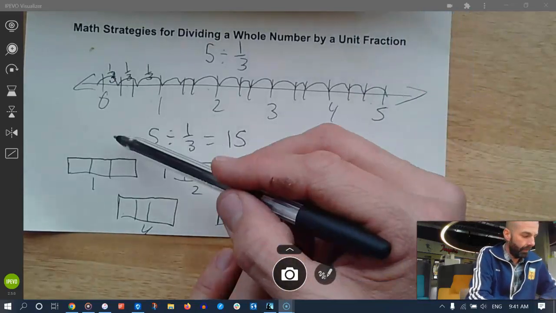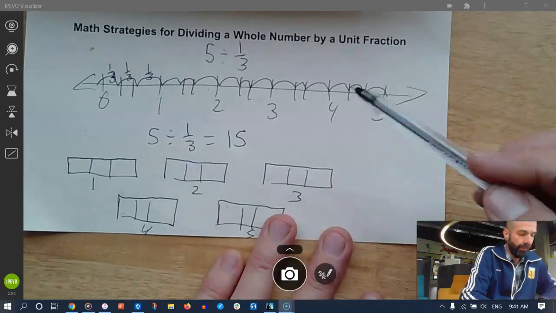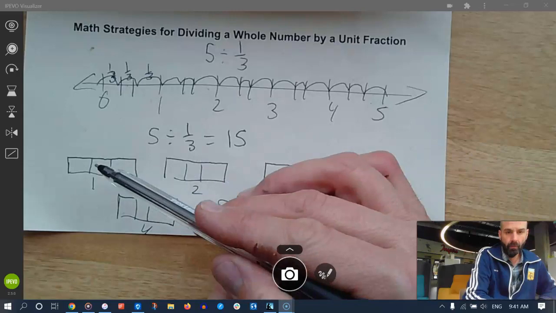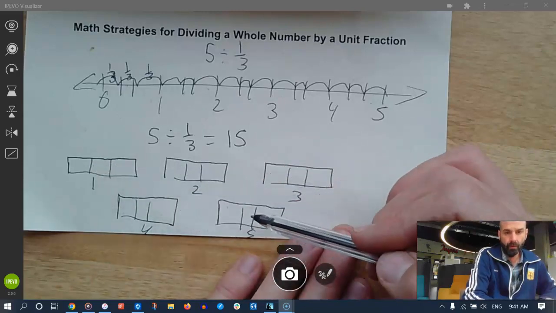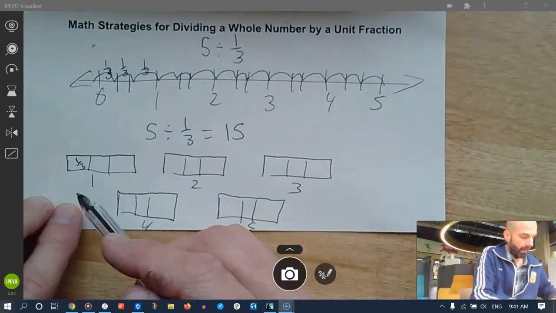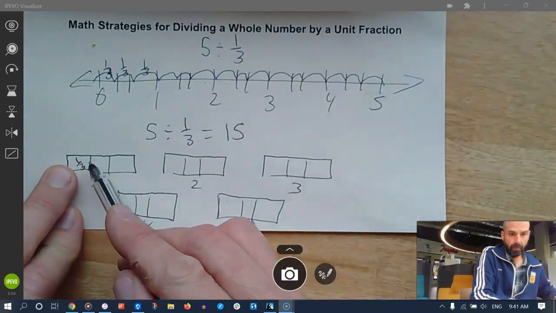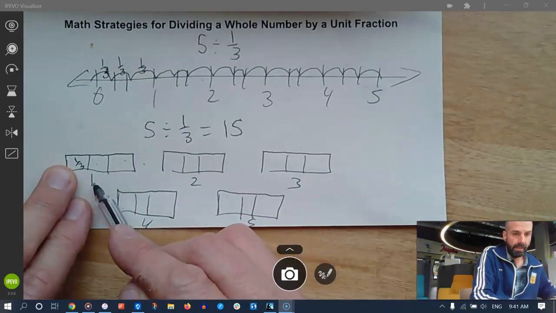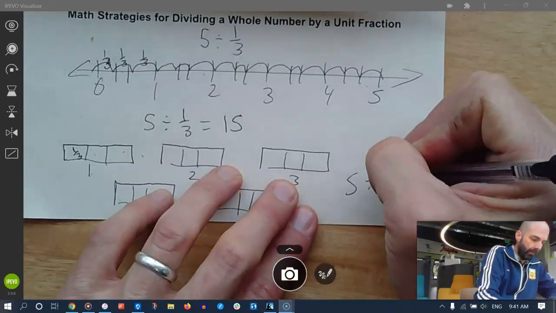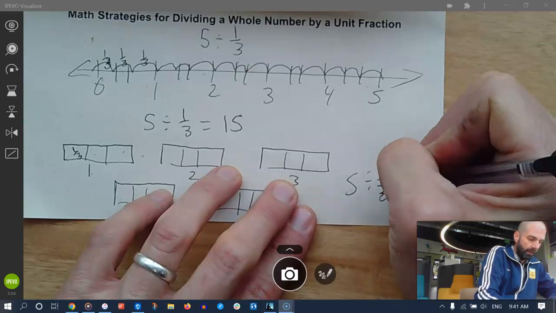Another way we could have done that is we could have separated each of the yards into its own. So this is each a yard of ribbon: 1 yard, 2 yards, 3 yards, 4 yards, 5. And then we could have split those boxes into thirds. And then we think, how many ribbons could I make with 1 yard? I could make 3. How many yards do I have? 5. And that's still 5 divided by a third equals 15.